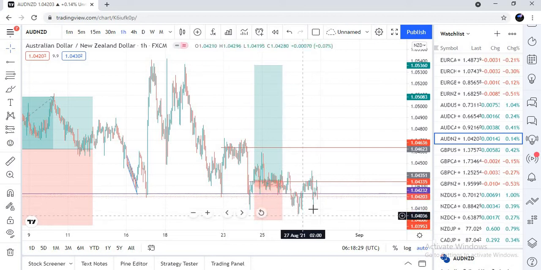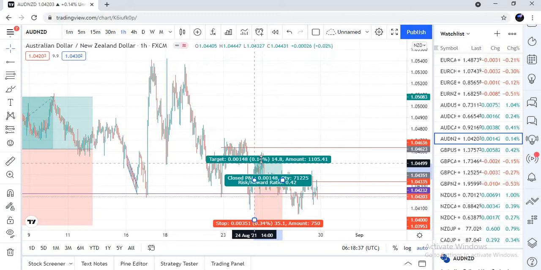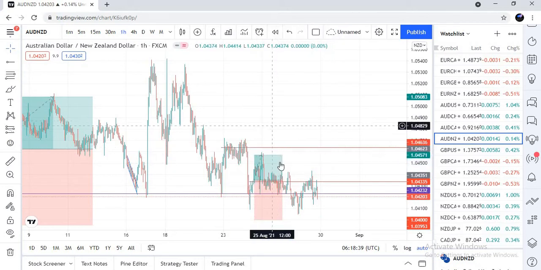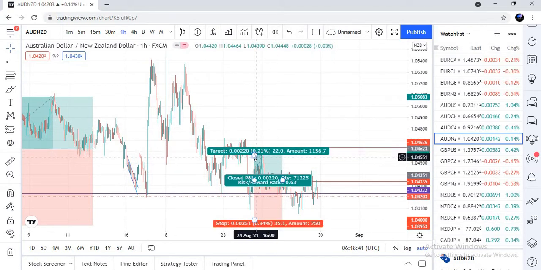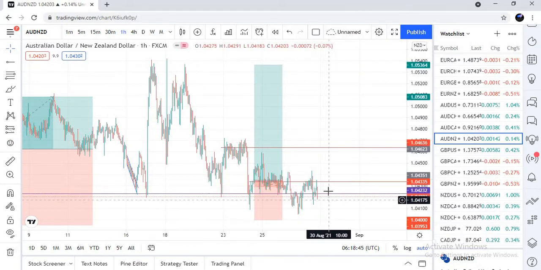There are some fake outs on this level, but it seems like the trade is going to move in our favor. We already caught about 20 pips from this trade. As you can see, we caught about 20 pips, and we're forecasting that the trade is still going to move about 100 pips in our favor.